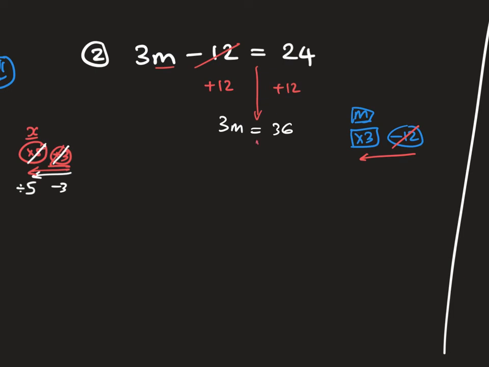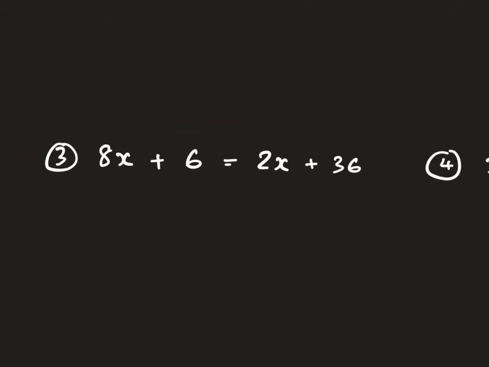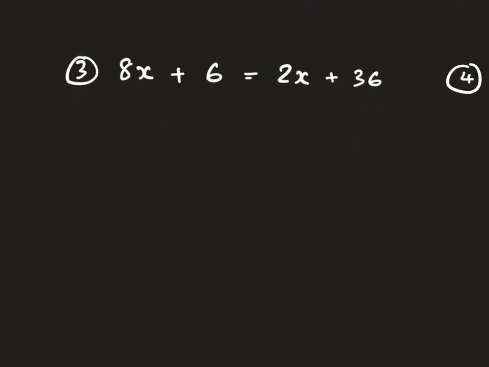Now what we want to do is just get the m on its own. Because it's being times by 3, remember we're working backwards, we're now going to divide by 3. That 12 was plus 12 there, so we work backwards through it. We divide both sides by 3, and hopefully you can see that m is equal to 12. Now, sometimes in some questions we get x's on both sides.